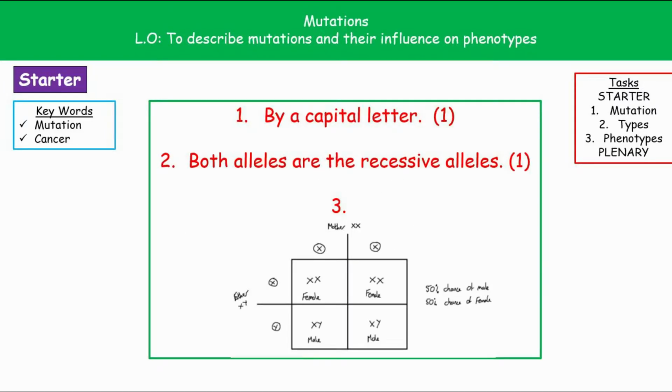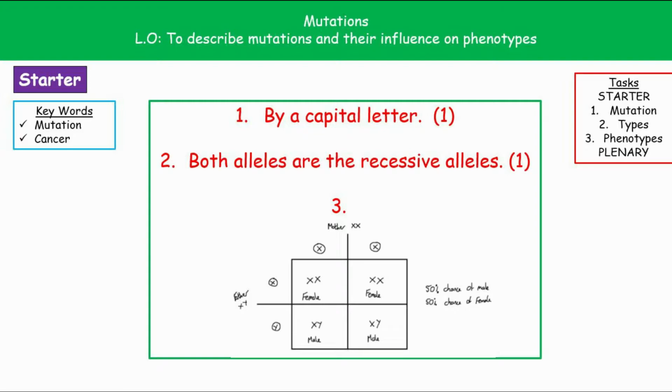Okay, let's mark those then. Question 1, the dominant alleles are shown by a capital letter. Mark for that one. For question 2, both alleles are the recessive alleles. Tick for that one. And then for number 3, if you got the gametes for the mother as the 2 X's in individual circles, 1 tick. If you got the father's gametes as 1 X and 1 Y, tick for that one.